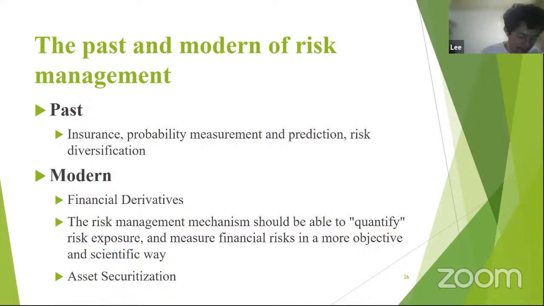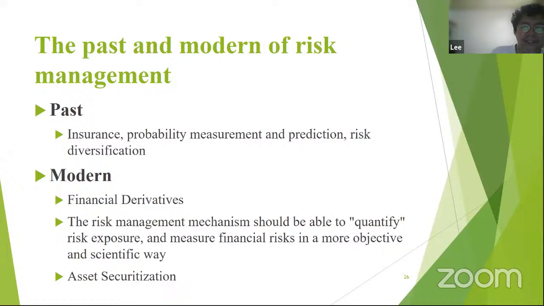Okay, the past and the modern of risk management. In the past, we just focused on insurance. Just like I said, you identify some risk, and you try to purchase some insurance to transfer the risk. And before, we also cared about probability measurement and prediction. We measured and predicted how much risk there is, and also risk diversification. We tried to diversify the risk, to reduce the risk.